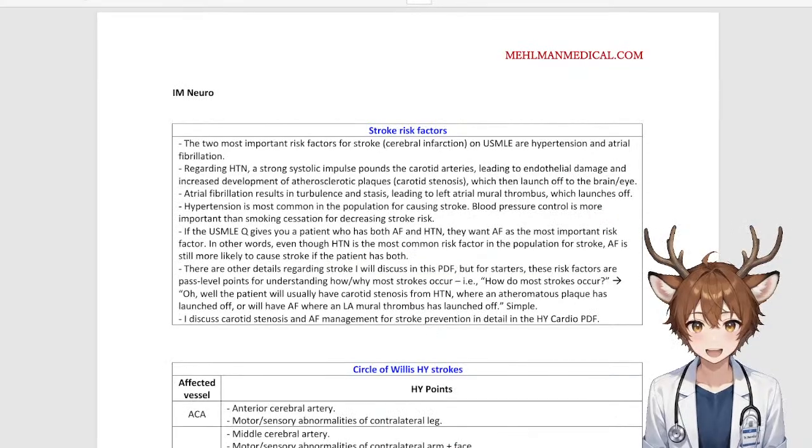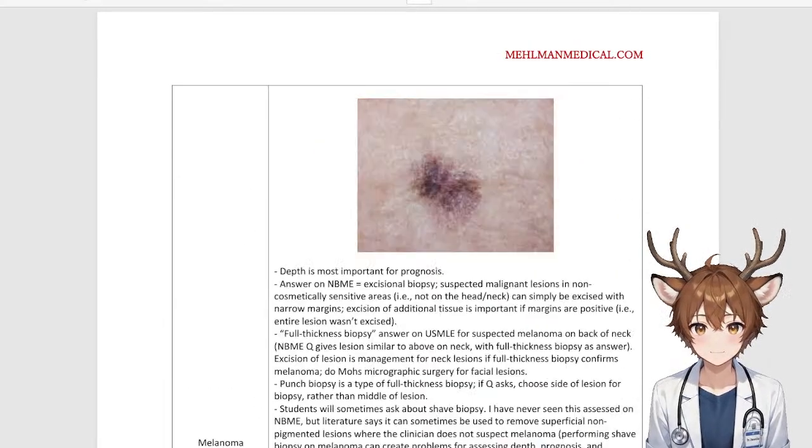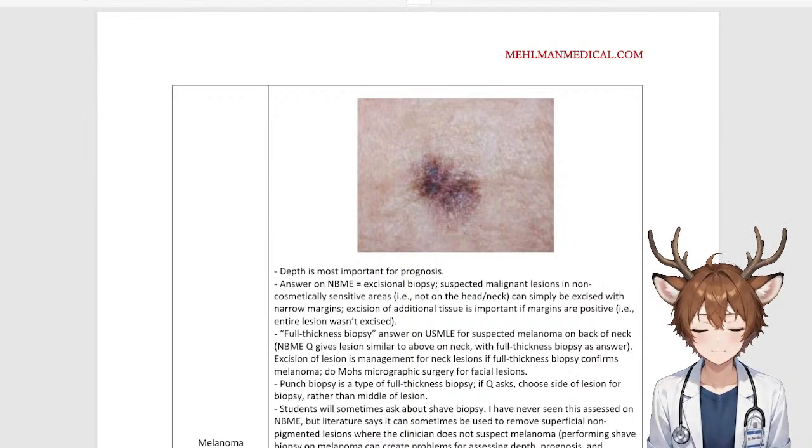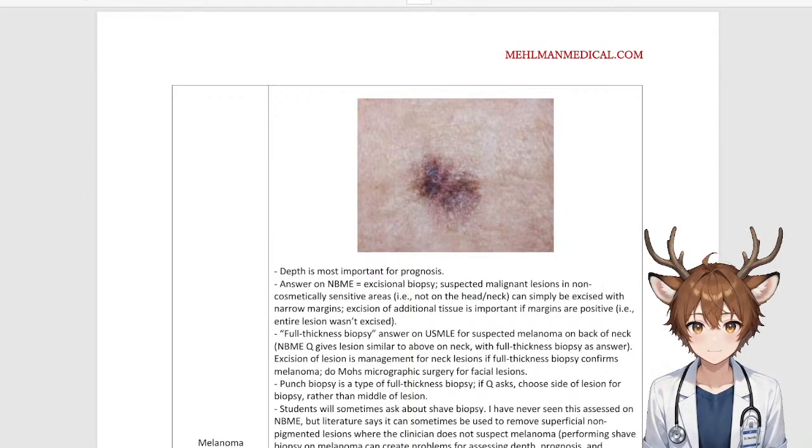Yeah, neuro begins on 41. So we only have a few pages left. Should I just go through the whole thing? Maybe I should just go through the whole thing. At that point, why not?